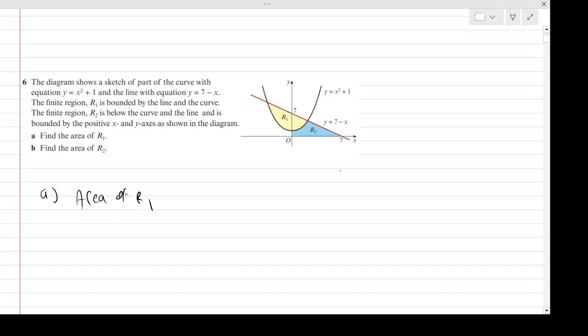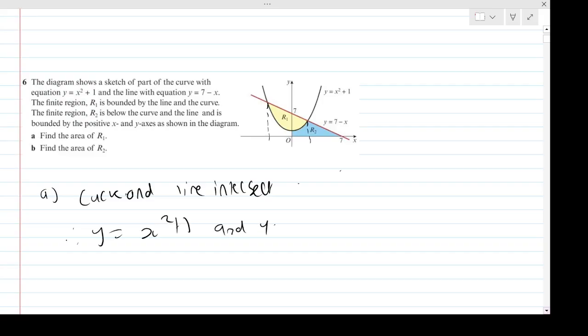Well, region 1 is between this endpoint and this endpoint here, so the two intersection points. Before I work out any areas, I'm going to need to find these two intersection points to get me my limits. That's where the region is bounded between. So I'm going to say that the curve and the line intersect. You don't have to write this necessarily, but it makes clear what's going on. So that means y is x squared add 1, which is the curve, and y is 7 minus x.